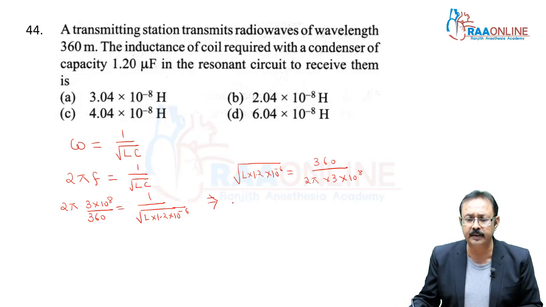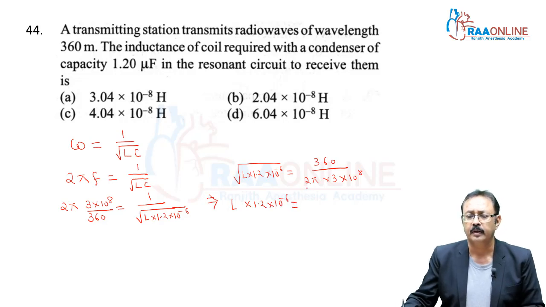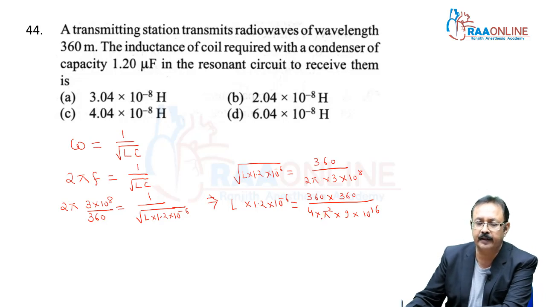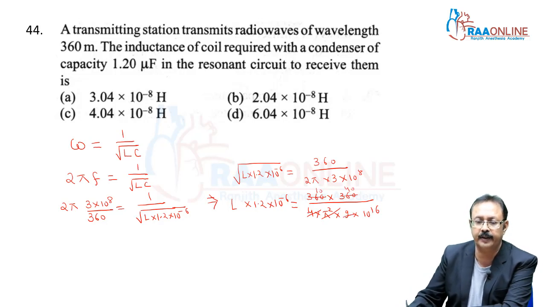By squaring both sides, we get L into 1.2 into 10 to the power minus 6 is equal to 360 into 360 upon 4 pi square into 9 into 10 to the power 16. We are doing approximation. Pi square means 9. 9 fours are 36, so we get 110. 9 fours are 36, we get 40.